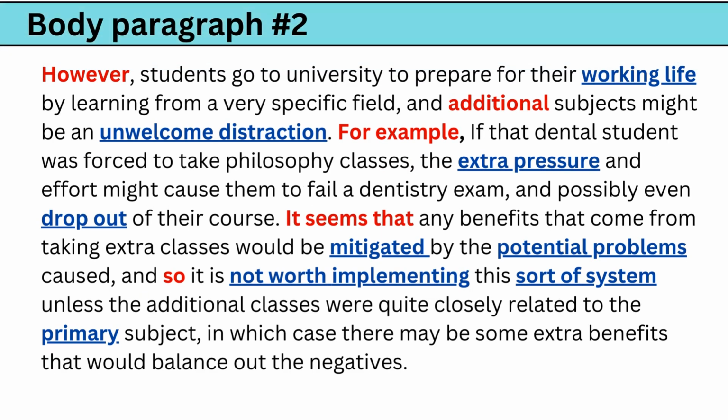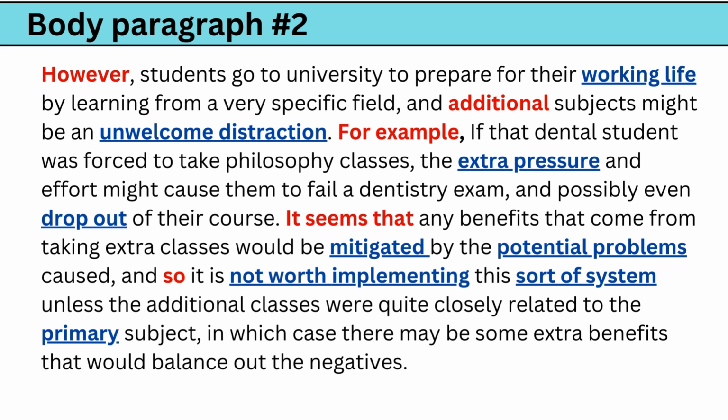However, students go to the university to prepare for their working life by learning from a very specific field, and additional subjects might be an unwelcome distraction. For example, if the dental student was forced to take philosophy classes, the extra pressure and effort might cause them to fail their dentistry exam and possibly even drop out of their course. It seems that any benefits that come from taking extra classes would be mitigated by the potential problems caused, and so it is not worth implementing this sort of system unless the additional classes were quite closely related to the primary subject, in which case there may be some extra benefits that would balance out the negatives.